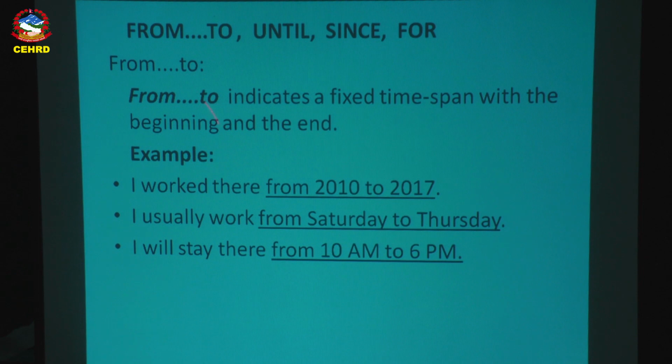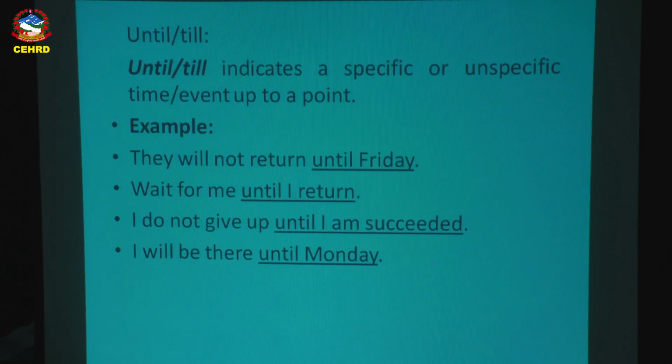From indicates starting time, to the ending time, or that is finish time, finish line. Like I worked there from 2010 to 2017. 2010 is the beginning point, origin of time, and this is the ending, 2017. So from, to. I usually work from Saturday to Thursday. I will stay there from 10 a.m. to 6 p.m. So like that we have until and till.